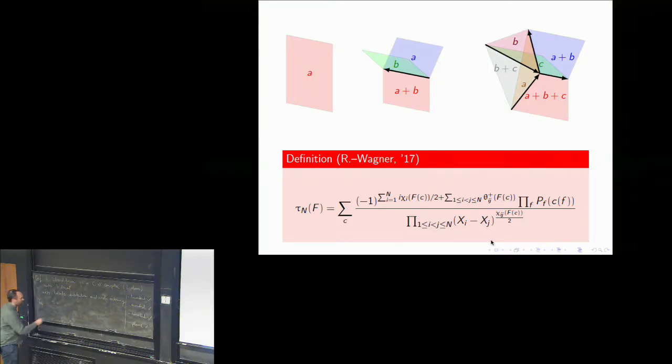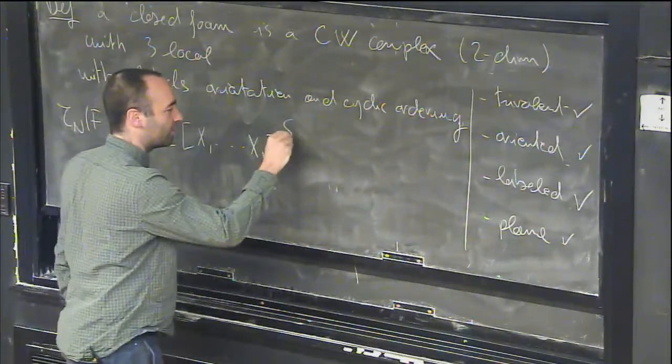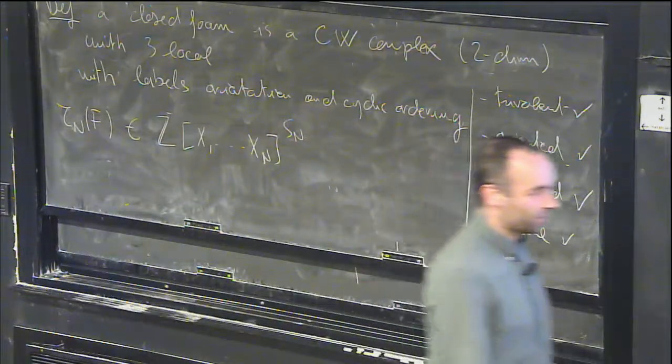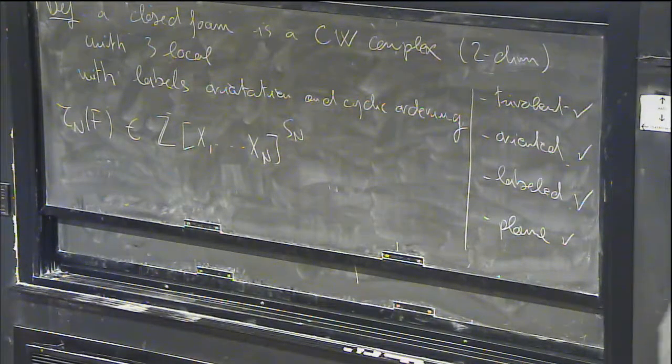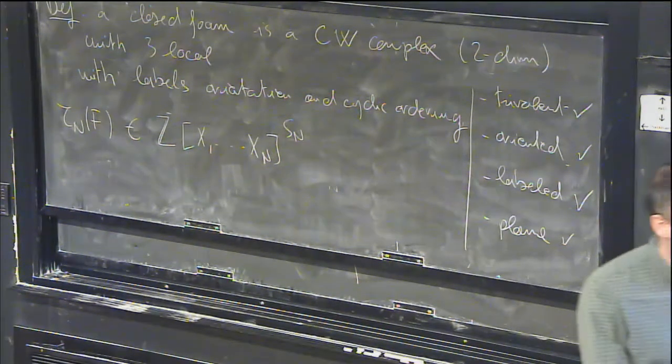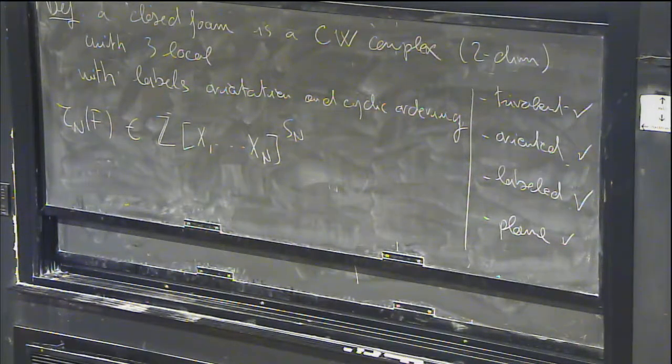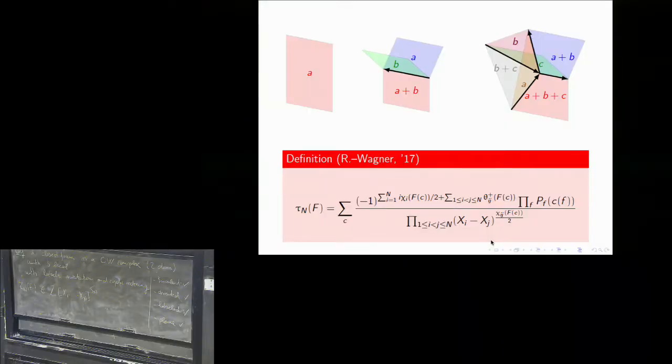This will not be obvious at all from the definition, but actually tau of F will be an element of the ring of symmetric polynomials on n variables. So you can see the variables appearing here. And now I should try to explain. There are many things which are not defined here, and my aim in the next 5 minutes, 10 minutes maybe, is to explain what these are. So I should tell you what this chi i is. I should tell you what C is. C will be a coloring. I will explain what a coloring is in a moment.